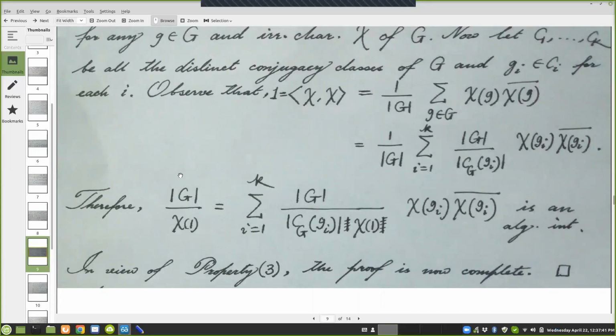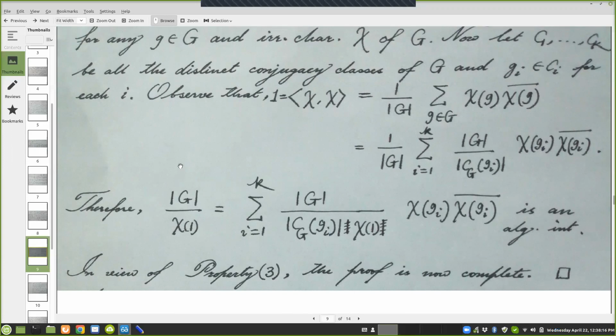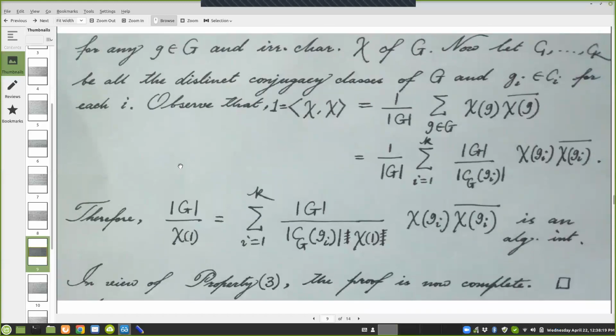So again, let me tell you the main trick or technique behind this proof. We're supposed to show that chi(1) divides the order of G. In other words, order of G by chi(1) is an integer, but there is no direct way of showing that. We just know a priori it's a rational number. So since we know it's a rational number, we will show that it's an algebraic integer. Therefore, from that it will automatically be an integer.